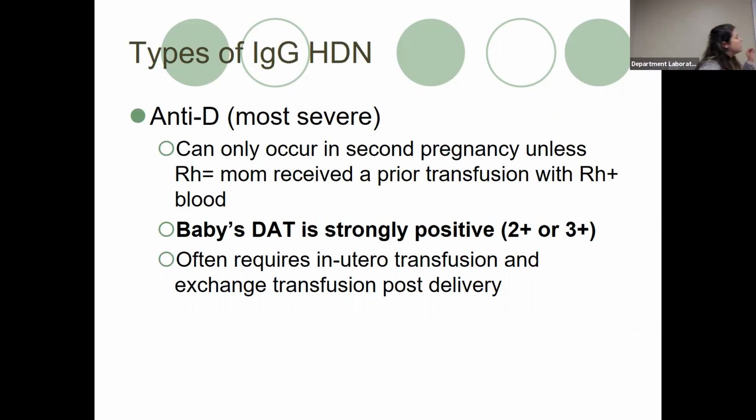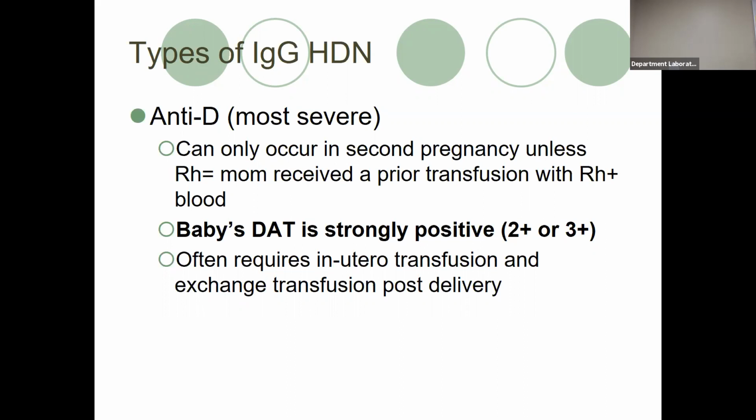And with your IgG antibodies, such as D, Kel, E, Duffy A, Duffy B, when we do our baby's DAT, and remember the purpose of the DAT, it detects what is coating the cells, and we've already established that it's mom's antibody coating the cells. Your DAT is going to be very strong, usually 2+ or 3+. Now when we look at ABO HDN, your DAT is usually very weak, like a weak plus or 1+. So the DAT in ABO is weaker.